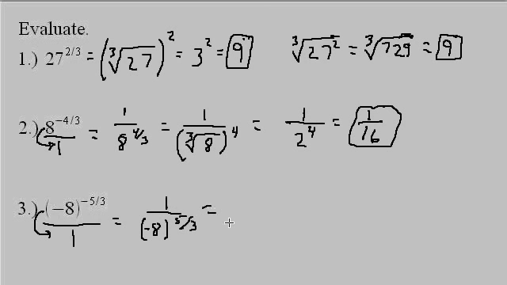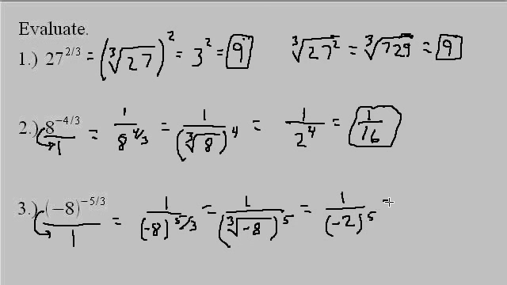So now I need to convert the denominator here to radical form. So this is 1 over the cube root of negative 8 to the 5th. So this is equal to 1 over, and then the cube root of negative 8 is negative 2, and that's raised to the 5th power. So this is equal to 1 over negative 32. And there's my answer.